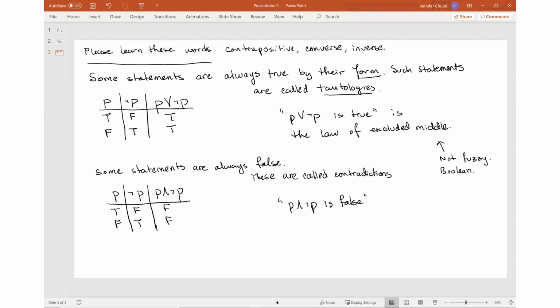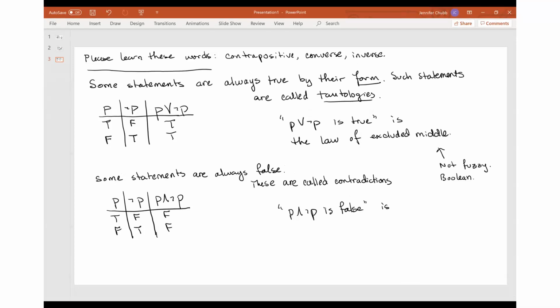Again, this is not a rule that has to be adopted. In other logics, in non-Boolean logics, you can have things like this. But this is called the law of non-contradiction. A statement should not be able to be both true and false. In other words, it shouldn't be able to contradict itself.